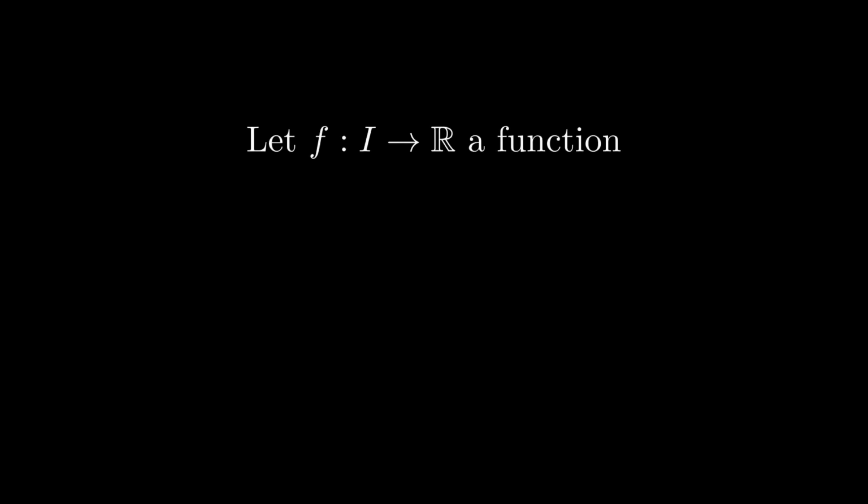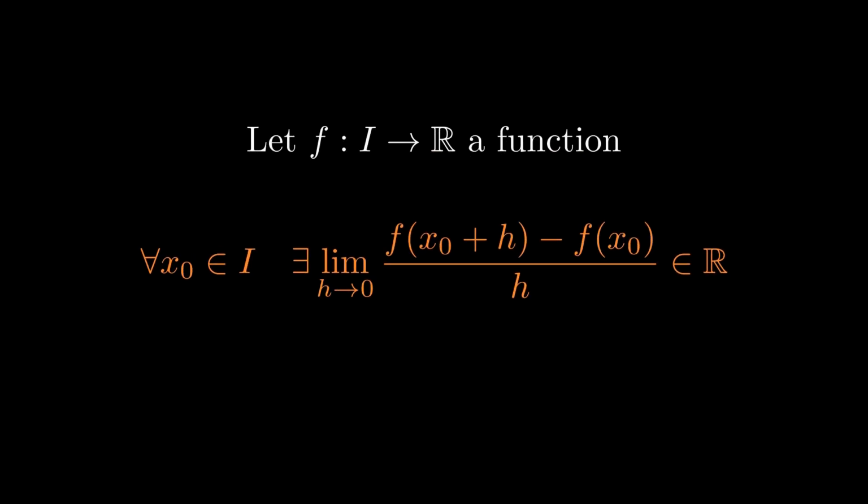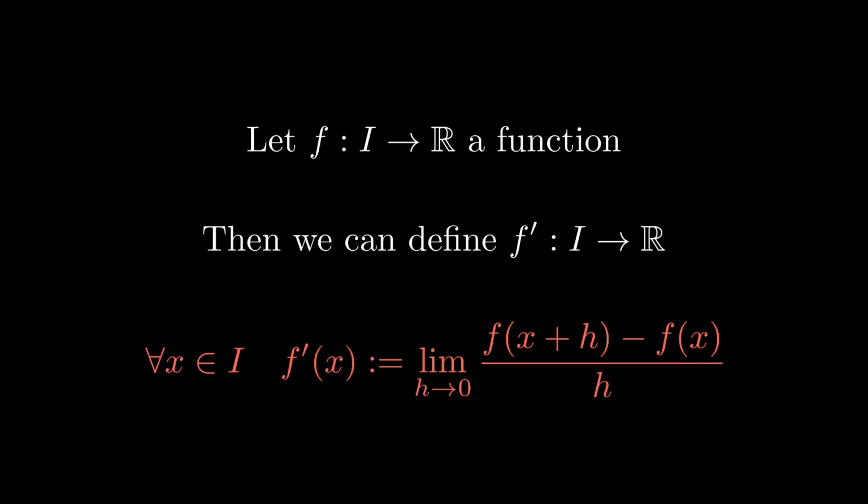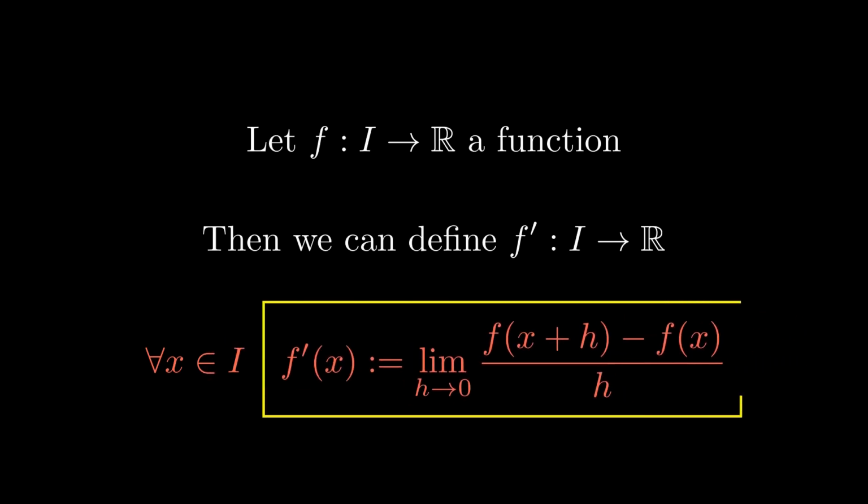Let f be a function defined on an interval I. If for every point x naught the following limit exists and is a finite number, then the function f is said to be differentiable, and we can define another function f prime as follows. This function, f prime, is called the first derivative of f.